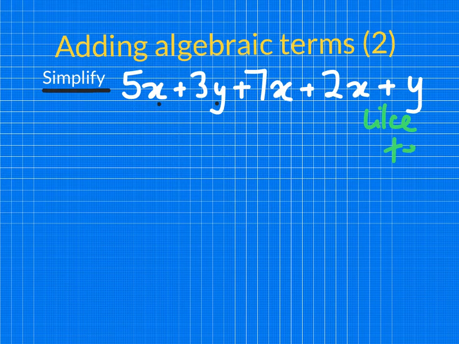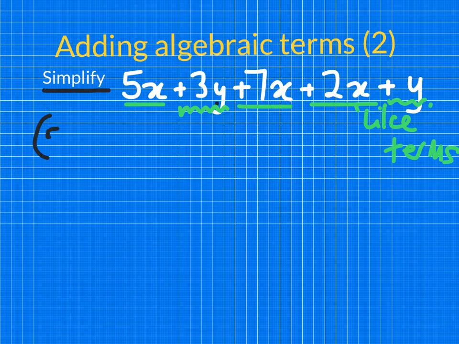So are any of these terms like each other? We have a 5x, we also have a plus 7x and plus 2x. Those terms are all like each other, so they can be combined together. And then we have a plus 3y and a plus y. Let's start gathering them together.